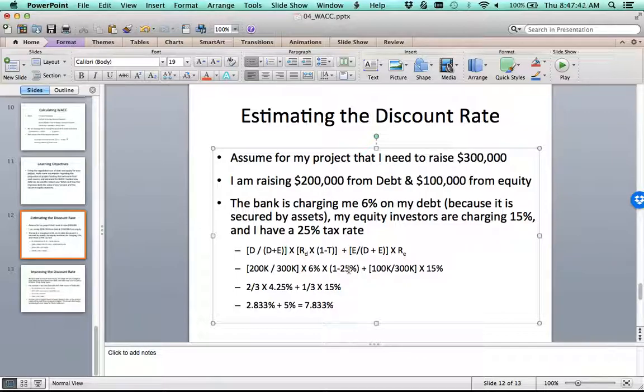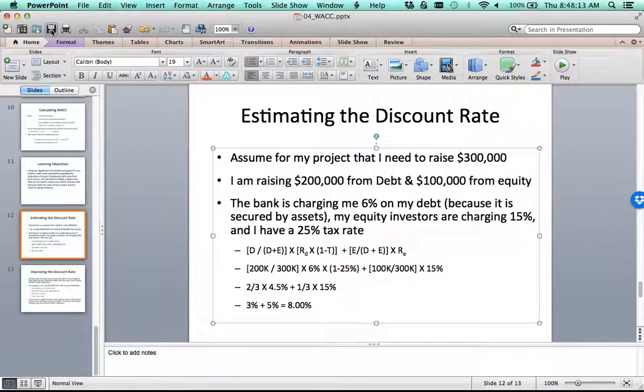So 6% times 75% is actually 4.5%. So we'll change that to 4.5. Of course, you don't have to do anything on this side. So 4.5, what's 2/3 of 4.5? That becomes 3% plus 5% equals 8%.